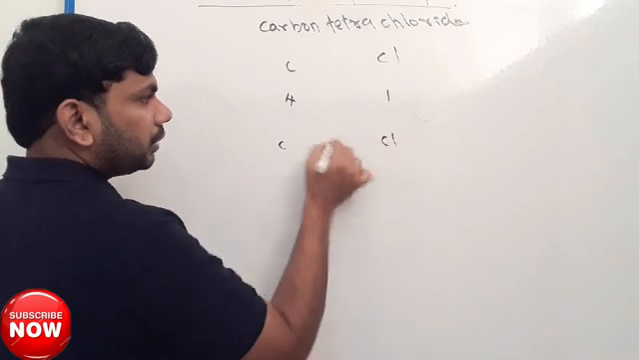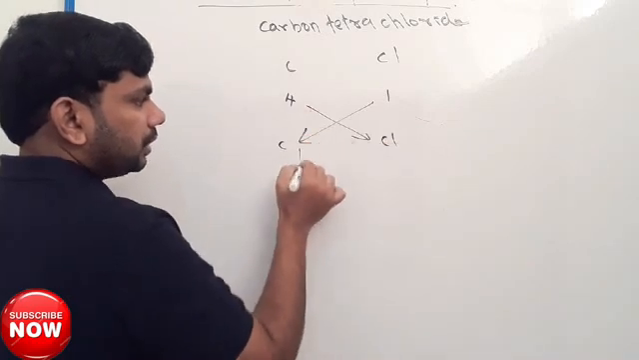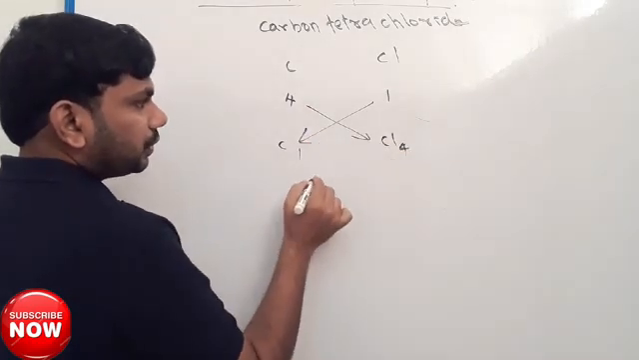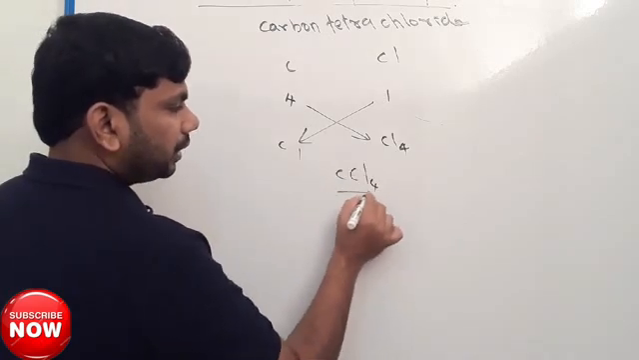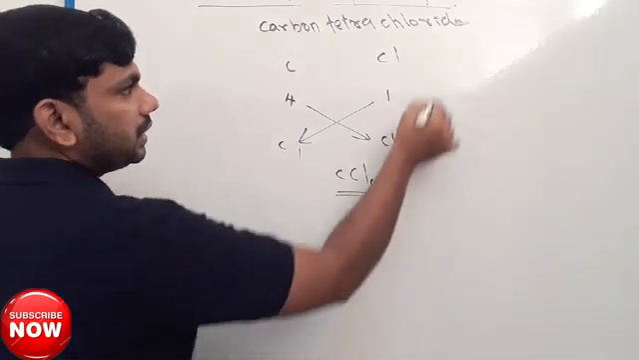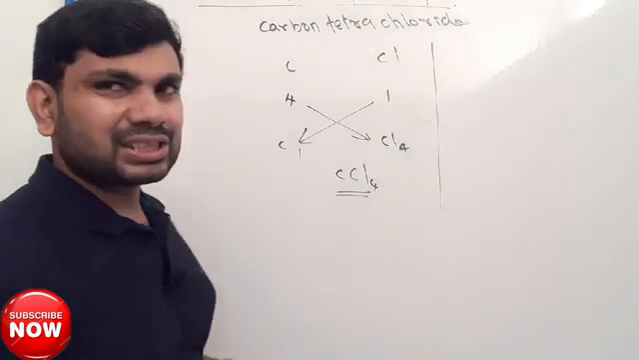Write carbon, chlorine, cross multiplication. Carbon 1, chlorine 4. So here it will be C1Cl4. 1 no need to write it. So CCl4. This is carbon tetrachloride.